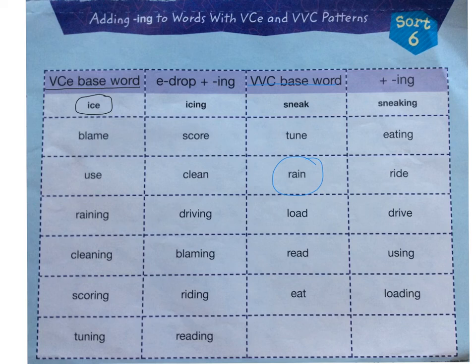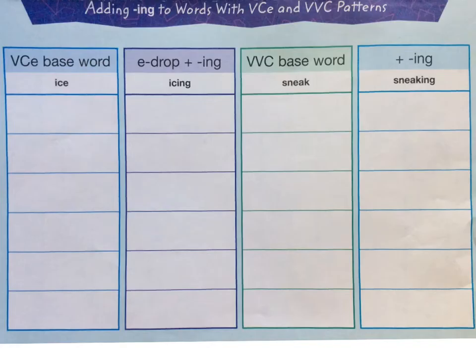You notice your AI, which is the vowel, followed by the consonant N at the end. Now get your word sort mat out, and we're going to see how we add ing to VCE base words as well as VVC base words. Now you have your word sort mat out, let's talk about some of our words that have the VCE base word. Find your word sort card that has the word use on it, and use is spelled U-S-E.